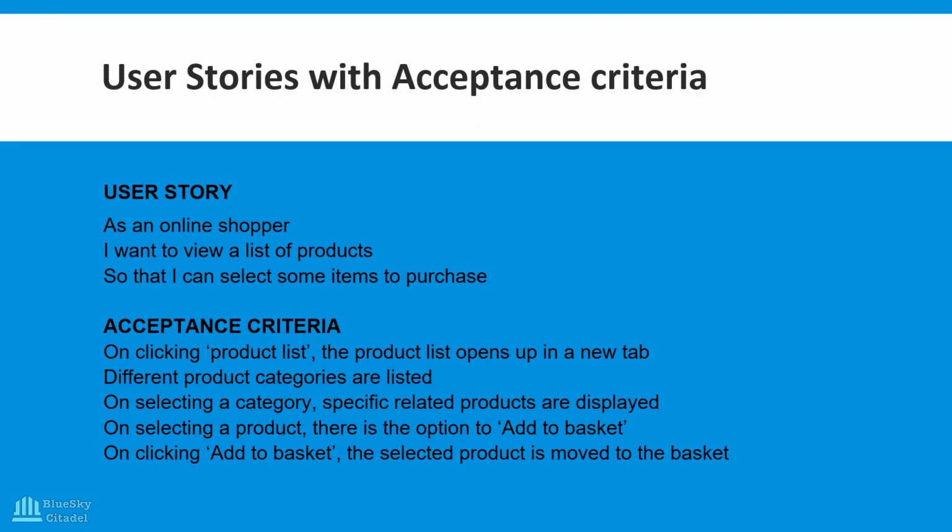Being displayed. If that happens, I will take this one as what? Pass. Now, a number of products have been listed. If I now click on a specific product and it gives me the option to add to basket, that step has been passed as well, isn't it? If I now click on the add to basket option and the selected product is moved to my basket, that's what we're expecting to see. So if I fulfilled all these conditions, I can say that this user story is complete.